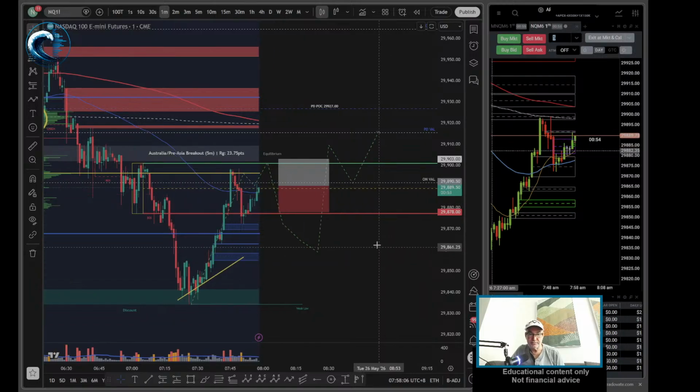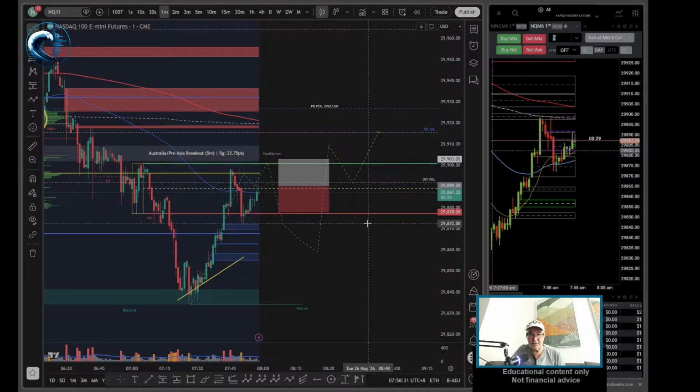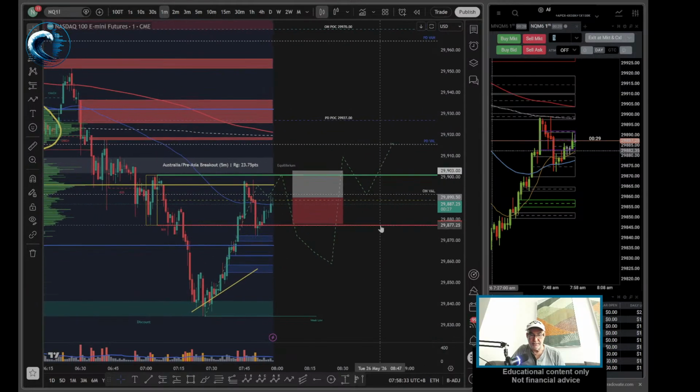So I'm a bit indecisive now which way I'll go here. We've done a few of these retests off the overnight value low, but now I've got in my head, are we going higher? So I guess this is where having too much stuff on the chart does play into that.